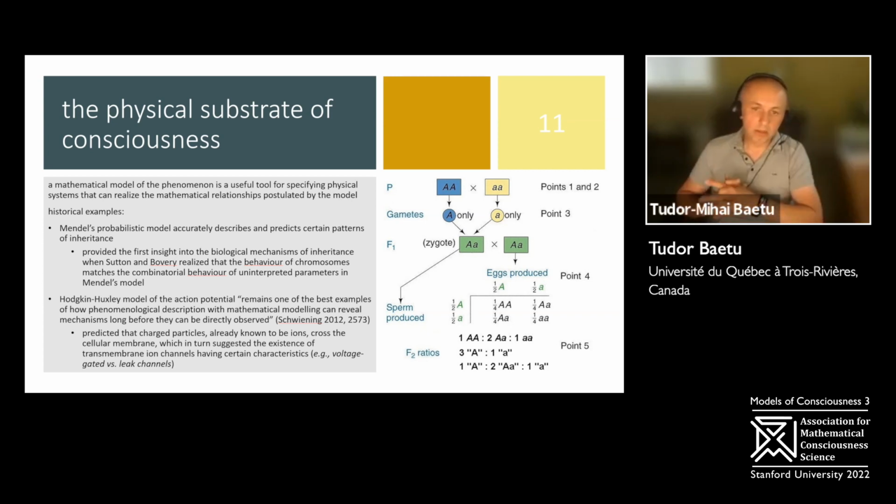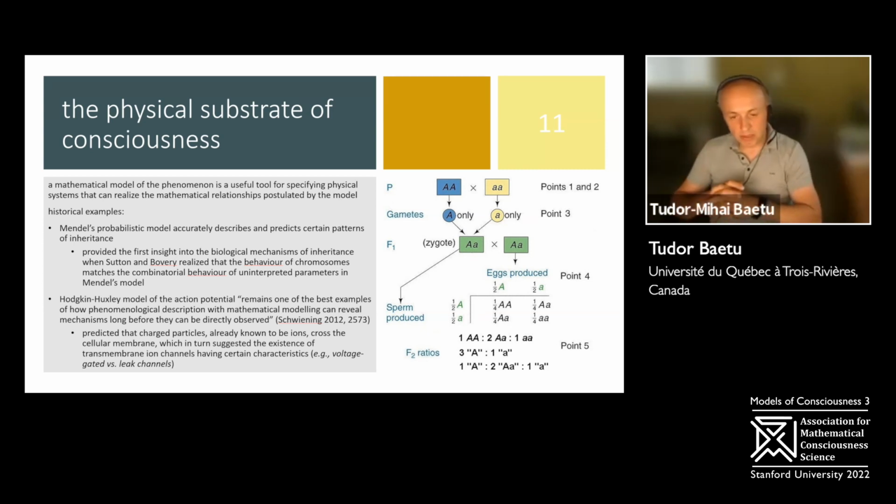There have been a couple of examples that have been investigated in some depth in the literature. One of them is Mendel's probabilistic model of inheritance, which accurately describes and predicts certain patterns of inheritance. And this model, which is just a mathematical model, also provided the first insight into the biological mechanisms of inheritance when two cytologists, Sutton and Boveri, realized that the behavior of chromosomes matches the combinatorial behavior of what Mendel called elements. Okay, so this provided the first step from a description of the phenomenon to the first indications about what the mechanism responsible for the phenomenon might be.